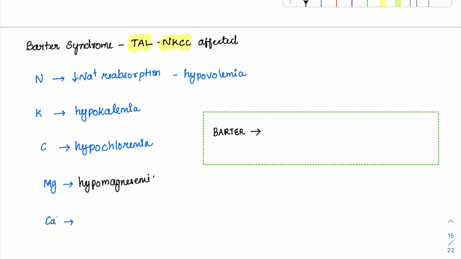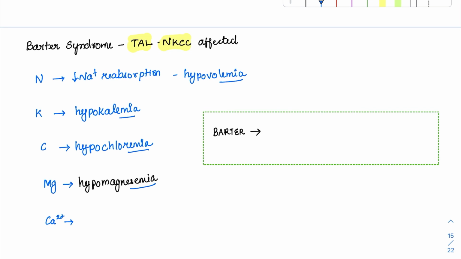Hypomagnesemia. So all these events are happening in the blood. That is, hypokalemia is happening in the blood, hypovolemia is happening in the blood, hypochloremia is happening in the blood, then hypomagnesemia is happening in the blood. Then finally, I told you calcium reabsorption is also affected. Ideally, we should write hypocalcemia, but none of the books write that.